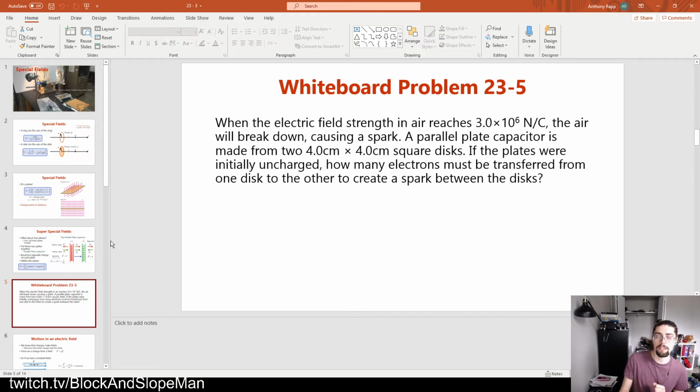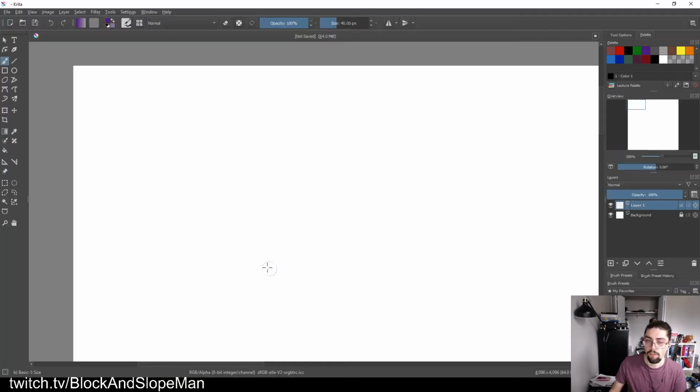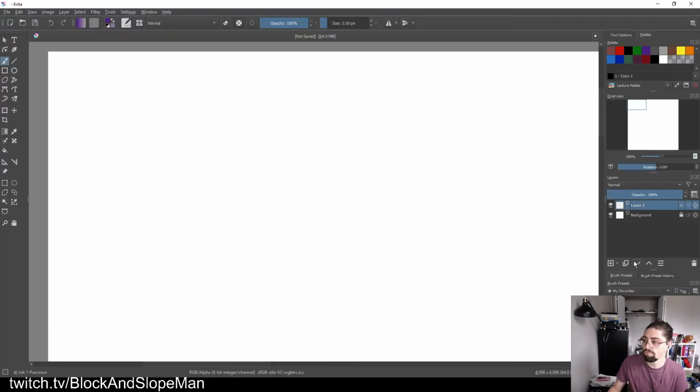So let's make this a little bit easier. Instead of circles, we're going to talk about squares. So I've got 2 big squares that are pressed right up against each other. How many electrons do I have to move from one to the other to create a spark between these 2 disks? So if you're working from recording, go ahead and work on this one, and I'm immediately going to jump into working a solution for anyone curious on that.